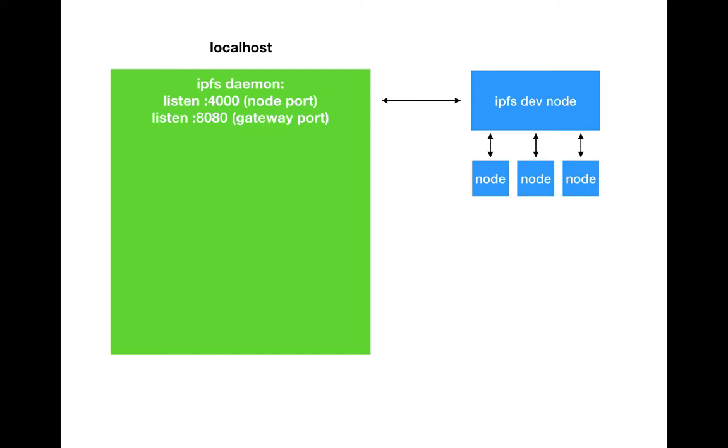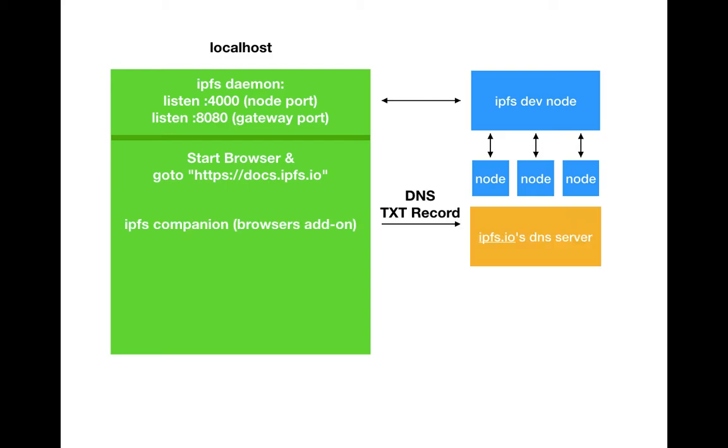After starting the daemon, it by default connects to the IPFS dev node to get information of other peers. It also publishes itself to other peers. Now start the browser and go to dos.ipfs.io, like in part 3.